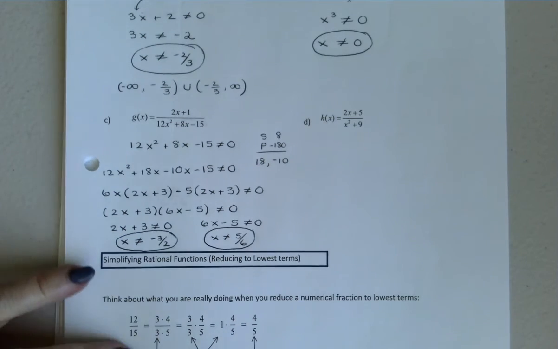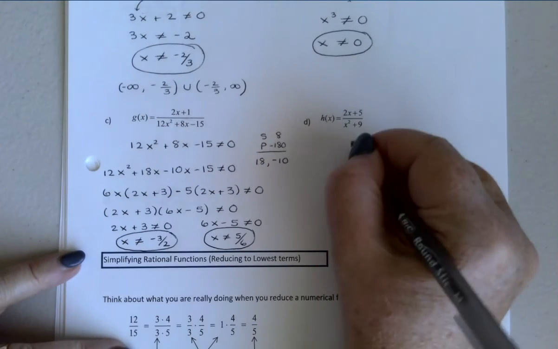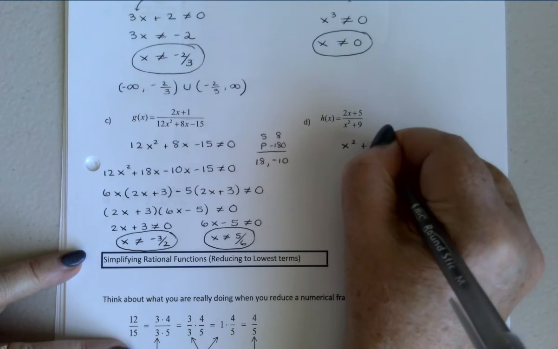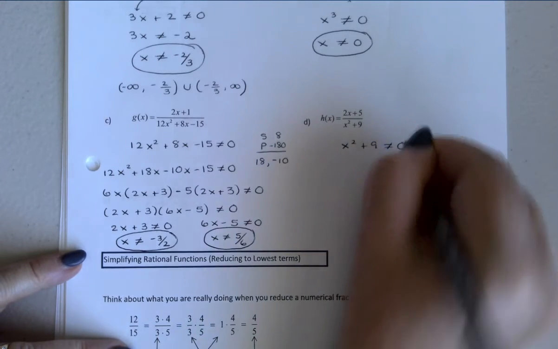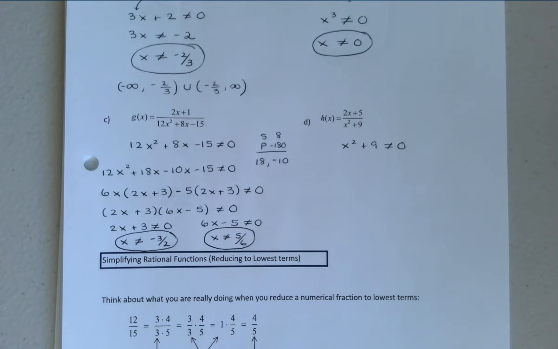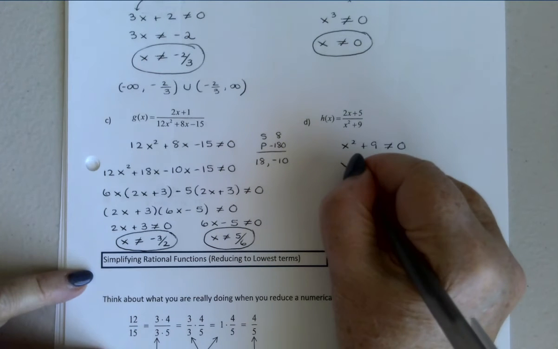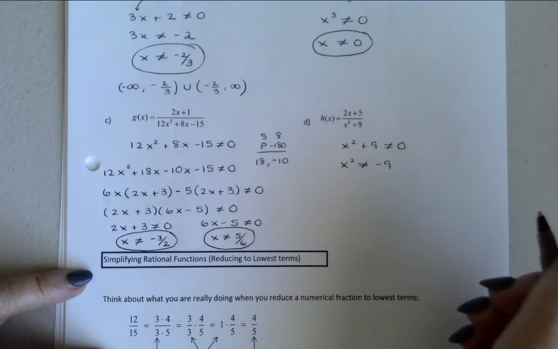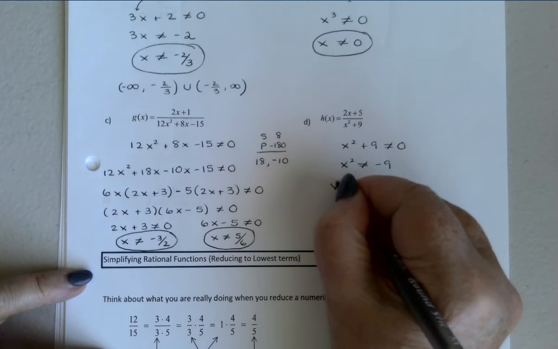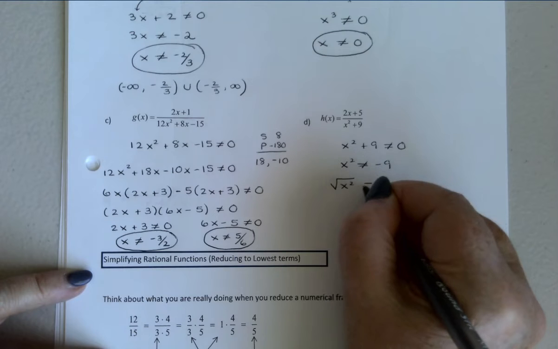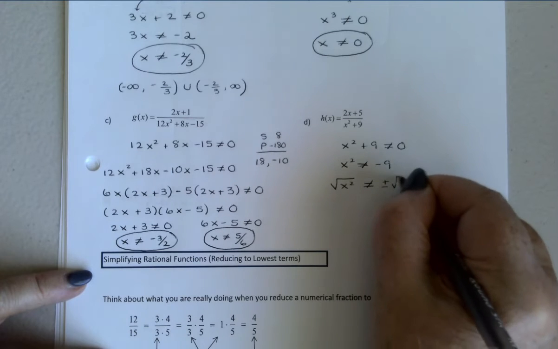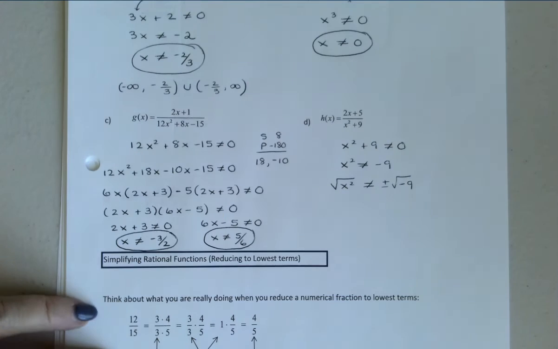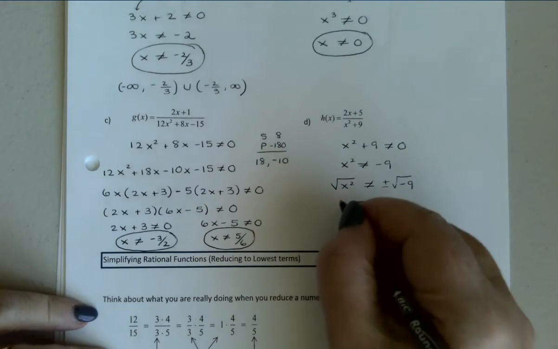All right, and then in D, my denominator is x squared plus 9, and I can't allow that to be 0. Now if I tried to solve that, that would say x squared is not equal to negative 9. And if I take the square root, remember we haven't done these for a little while, plus or minus the square root of negative 9, it's negative, so those are going to be imaginary, right? Plus or minus 3i.